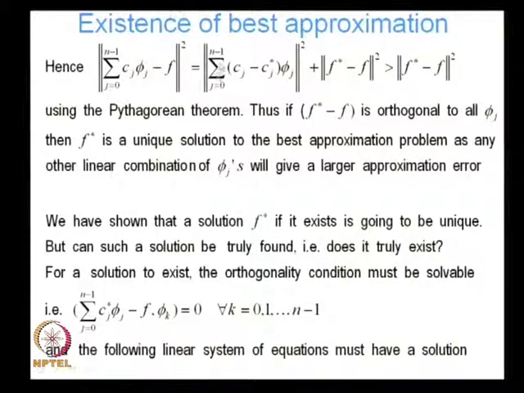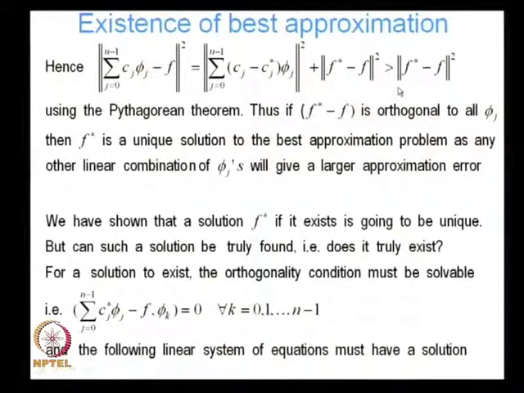So, what does that mean? This square plus that square must be greater than the norm of f star minus f squared, because what is this? This is the norm of f star minus f squared plus something, right. That something has got to be 0 or greater than 0, because it is a square. So, this thing has to be greater than the norm of f star minus f squared.